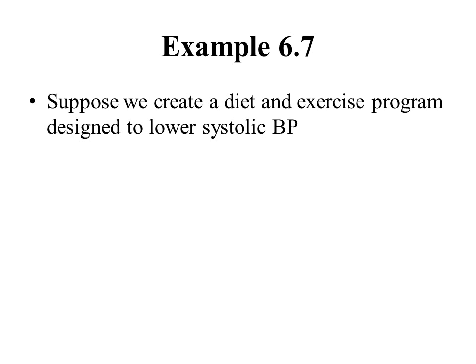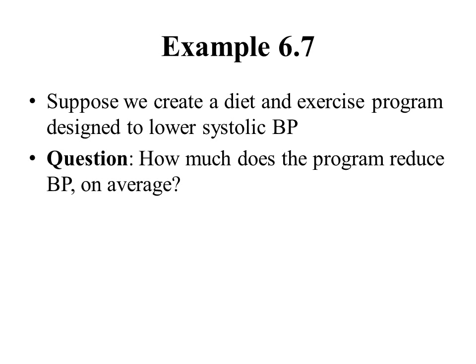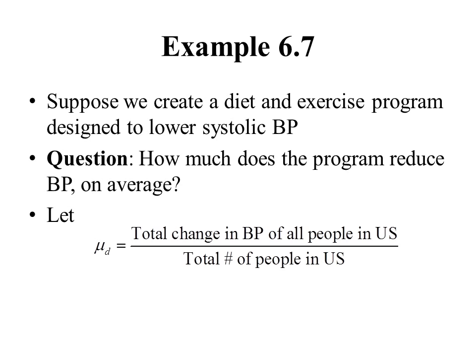So this is example 6.7 from the textbook. Suppose we create a diet and exercise program designed to lower systolic blood pressure. One question we might ask is just how much does the program reduce blood pressure on average? Does it reduce it by just 1 point, or 5 points, or 10 points, or just how much does it reduce the blood pressure?